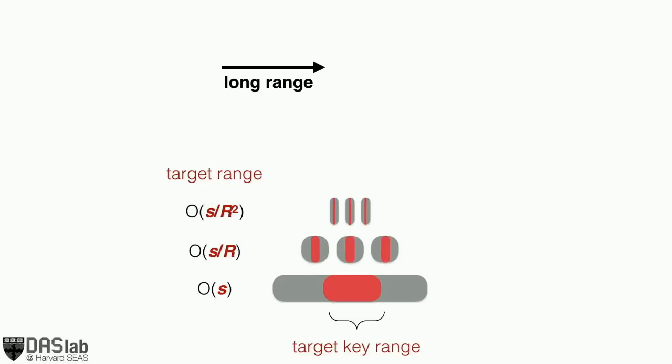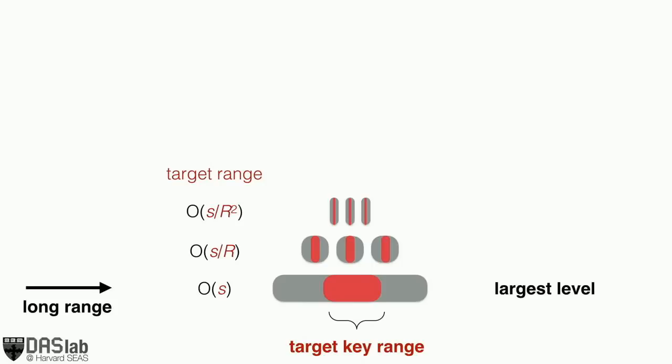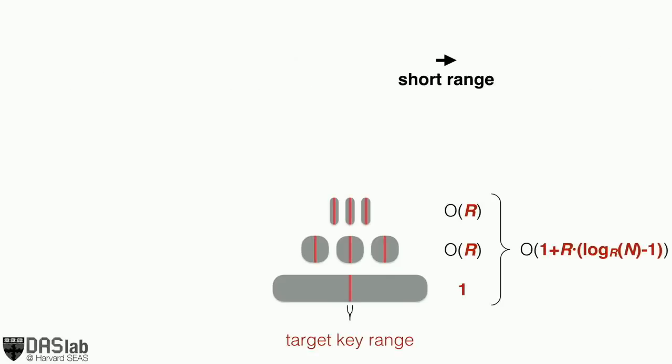For long range reads, the fact that we have more runs at smaller levels means that range read cost is going to increase. But for long range reads, most of the data that we're accessing is still at the largest level. So even though we're introducing some random I/Os at smaller levels, it's the scan at the largest level that's still going to dominate our scan cost. So the largest level still dominates access cost. For short range reads, this is where we really incur the downside of this approach. Because now we have to access O of R runs at each one of the smaller levels and one run at the largest level. So we actually have a worse bound.